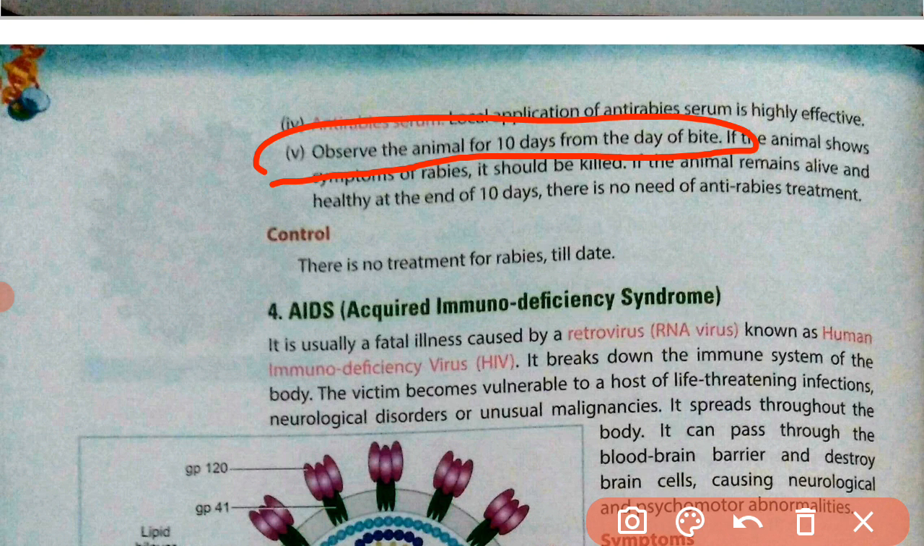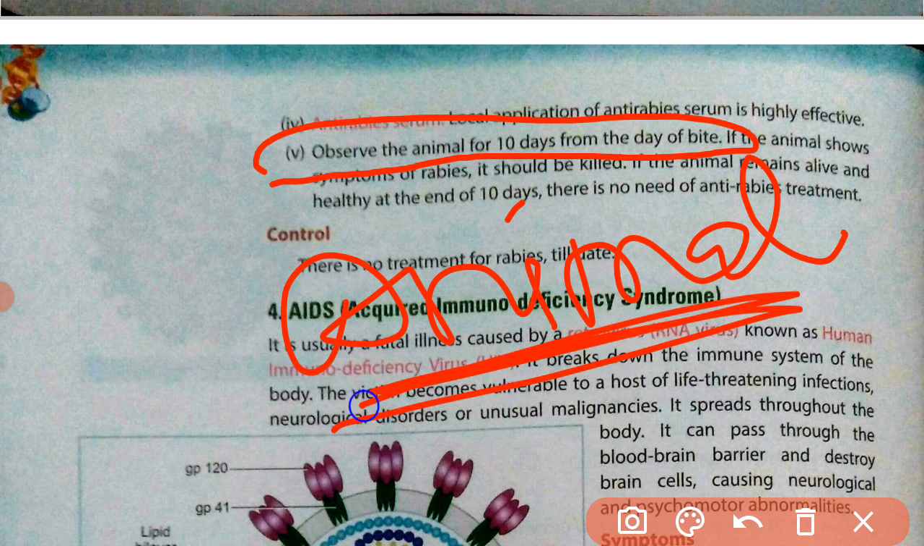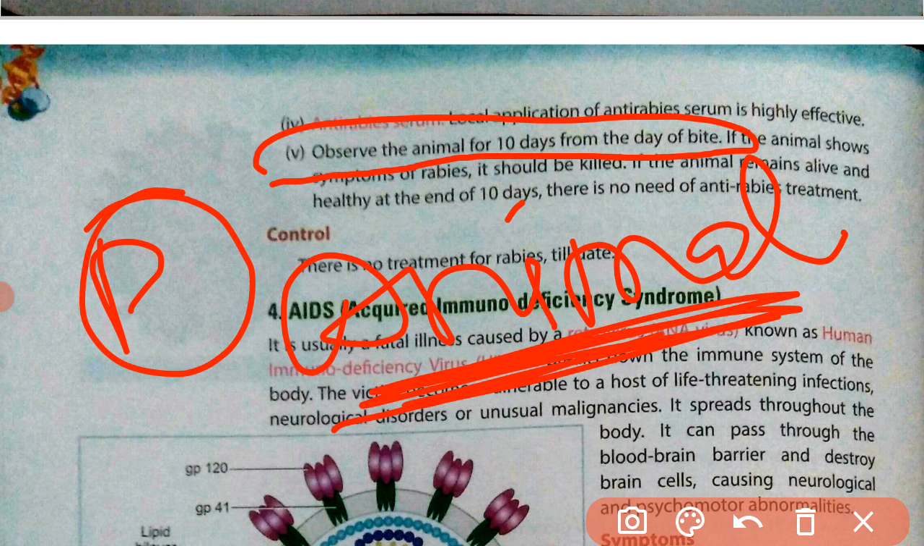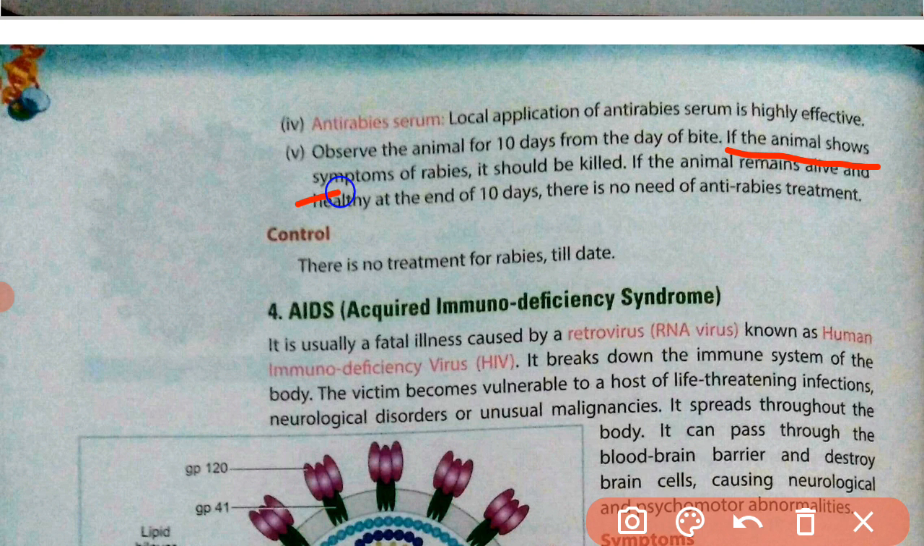The rabid animal which has bitten any person, and the symptoms of rabies are being shown in that person, so we should observe that animal too. If because of the biting of that animal the symptoms of rabies occur in the person, at the same time we should watch the animal too, and if the animal shows the symptoms of rabies it should be killed, because that animal can spread the rabies to more persons. So that animal should be killed to avoid the infection.